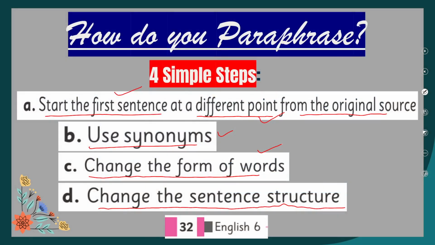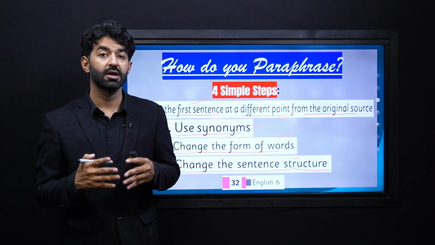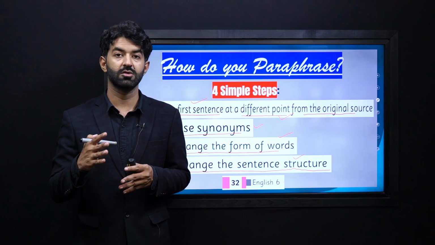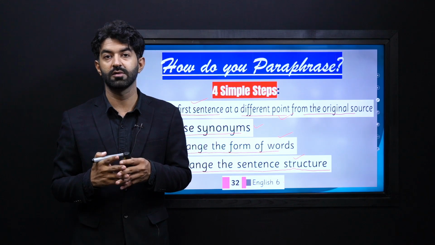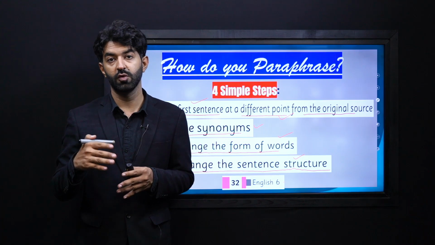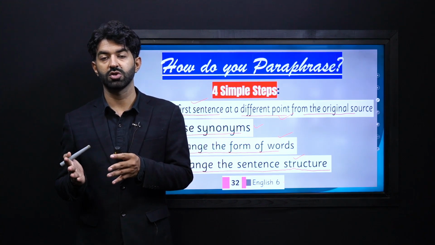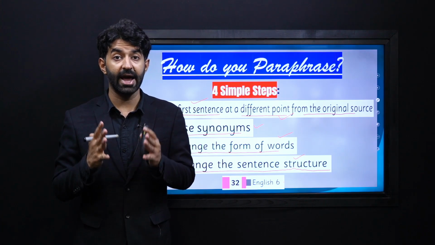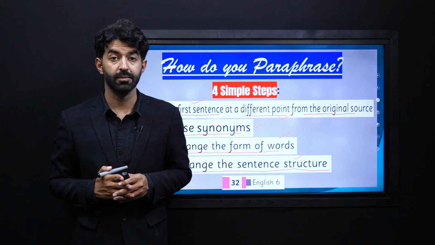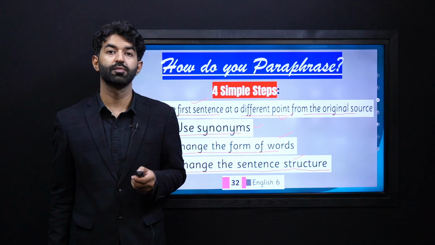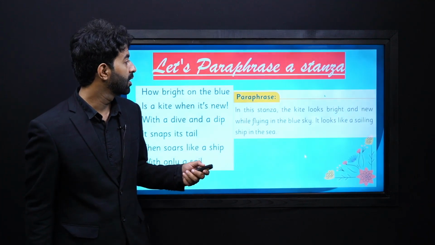And change the sentence structure. So if in the original text the sentences are structured in a certain way, and the tone, the voice, everything is original, when you are paraphrasing it, you will be using a different structure, but you have to keep the main idea and the meaning intact with your paraphrased version. All these 4 steps are very crucial if you want to paraphrase any original source.